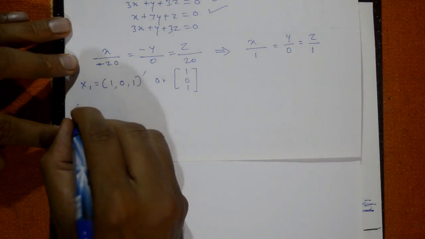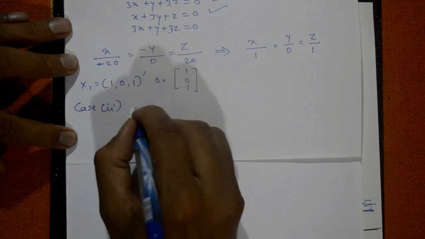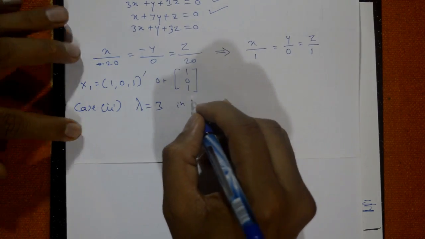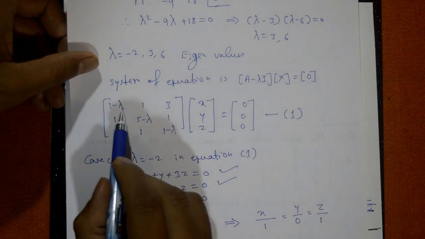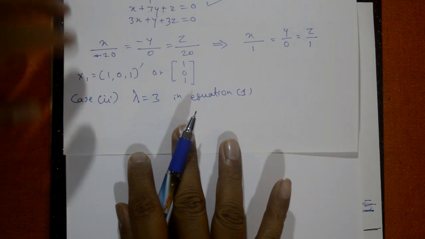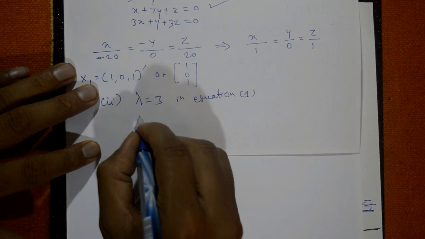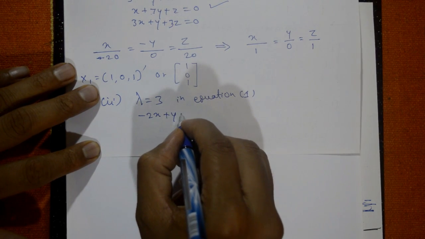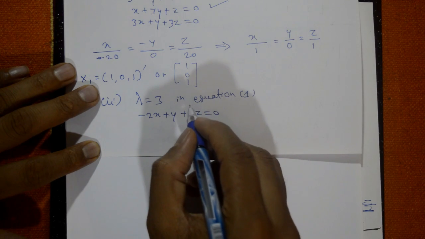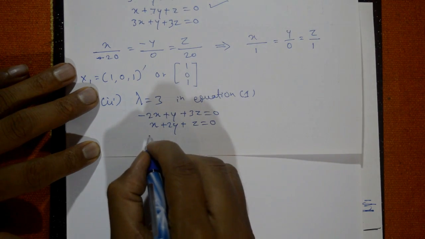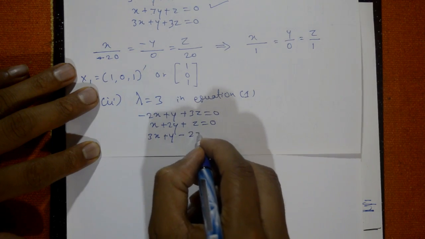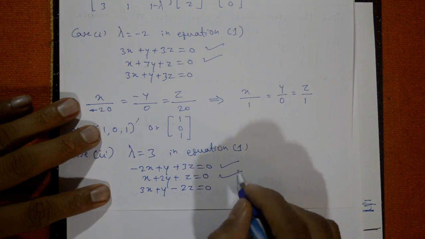Now the second one, case 2: lambda equal to 3 in equation number 1. Putting lambda equal to 3, we again get 3 equations. The first is minus 2x plus y plus 3z equal to 0. The second is x plus 2y plus z equal to 0. The third is 3x plus y minus 2z equal to 0. We take these 2 equations. Now x upon, y upon, z upon.